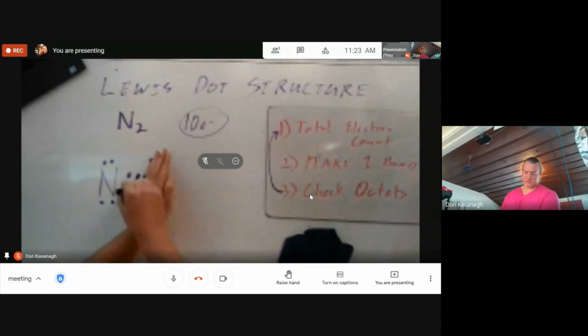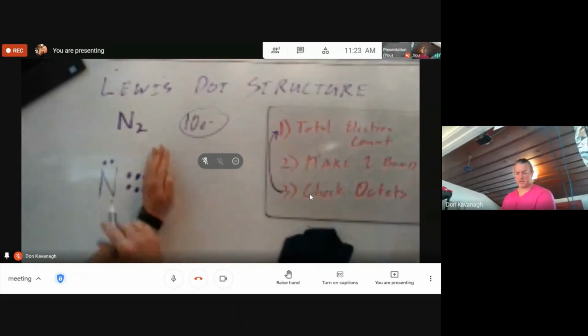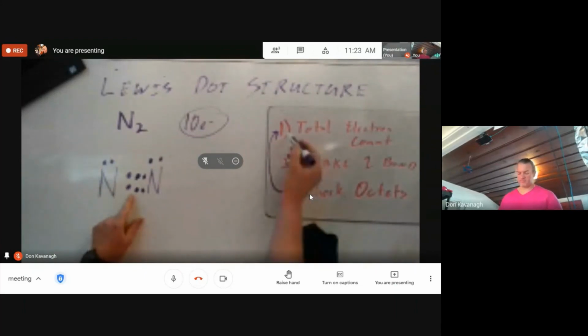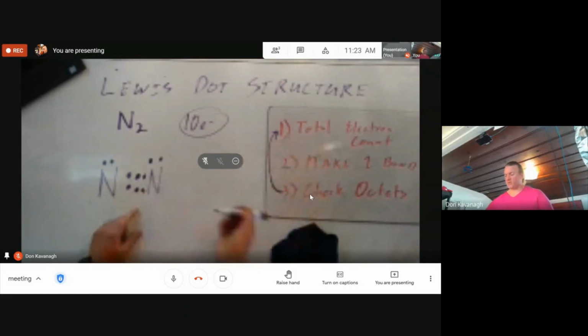1, 2, 3, 4, 5, 6, 7, 8, 9, 10. This also has 10 electrons, so now I'm going to erase 2 more. So now this nitrogen has an octet. So both nitrogens have an octet. They are sharing 6 electrons in 3 bonds. Now I'm going to double check the total. So both of these are satisfied now. A total electron count and checking the octets.